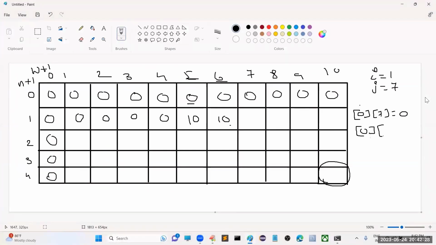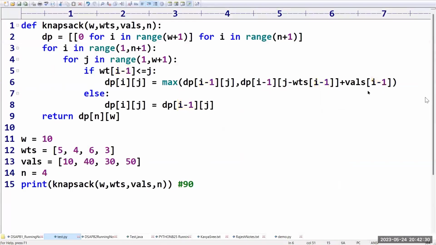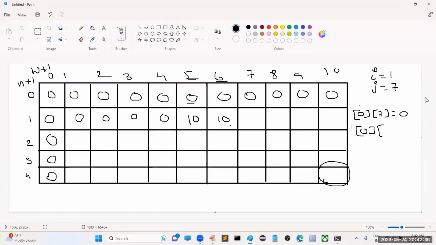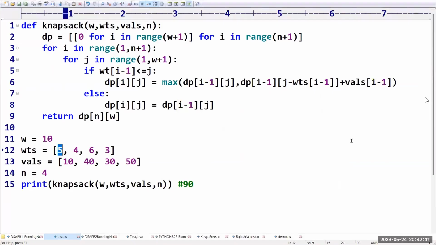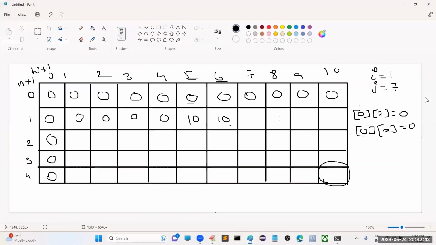So your next value will become j minus, j value is 7. 7 minus weight of the first object, which is nothing but 5. 7 minus 5 means we are going to get 2. Anyway, that value is also 0, right? Plus the value of the last object we are adding. So I think we are going to get a 10. In this case also we will get a 10, and in this case also we will get a 10, and in this case also we will get 10. But let me check the last one.